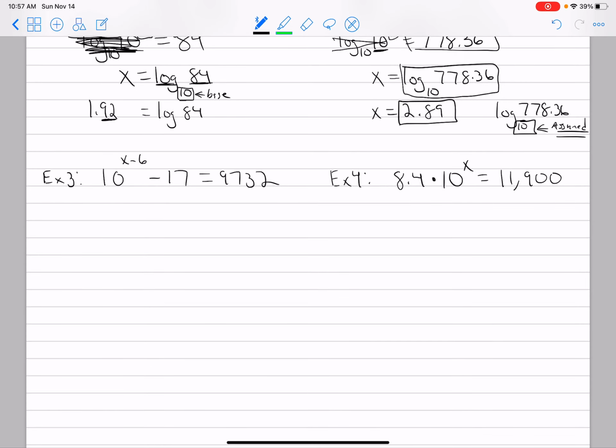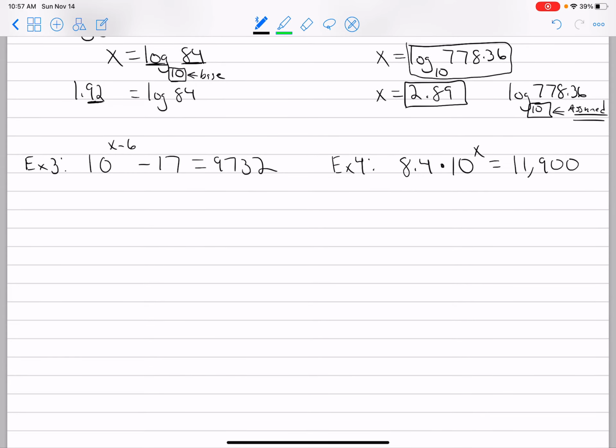Two more. Ooh, this one's looking crazy. Write down example number 3. It says 10 to the x minus 6 minus 17 equals 9,732. Boom. You wrote it down because you follow directions and you think, I should probably think about this so I'll be able to do it for myself, and thinking is really cool. So that's what you were doing. Why don't you try to solve this without me?